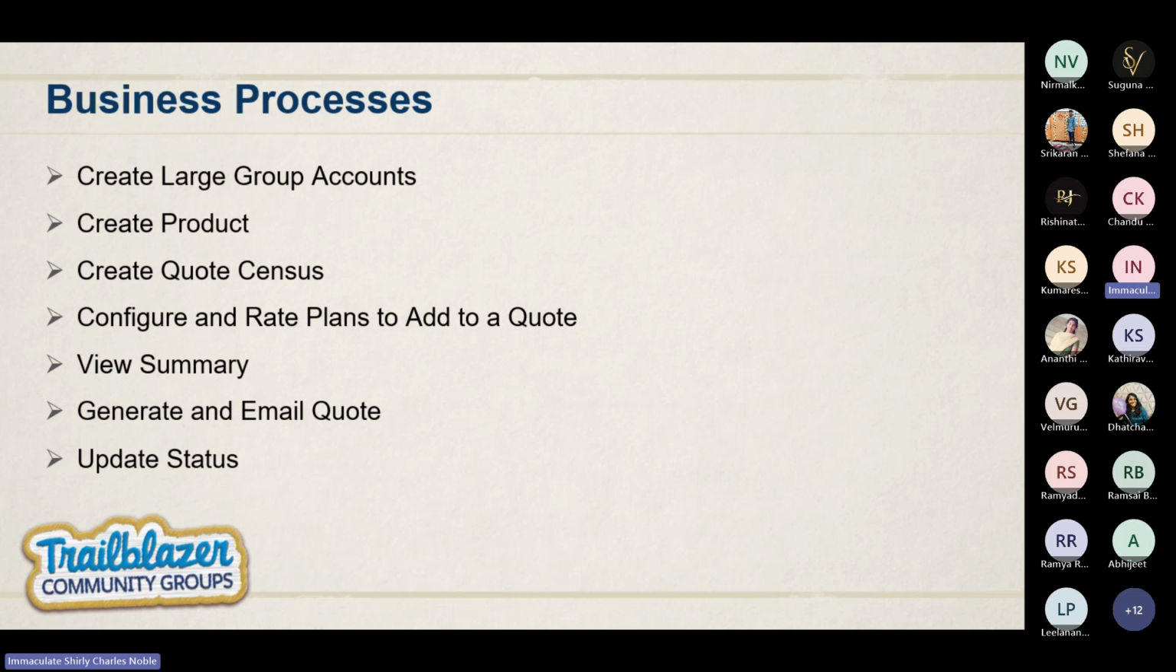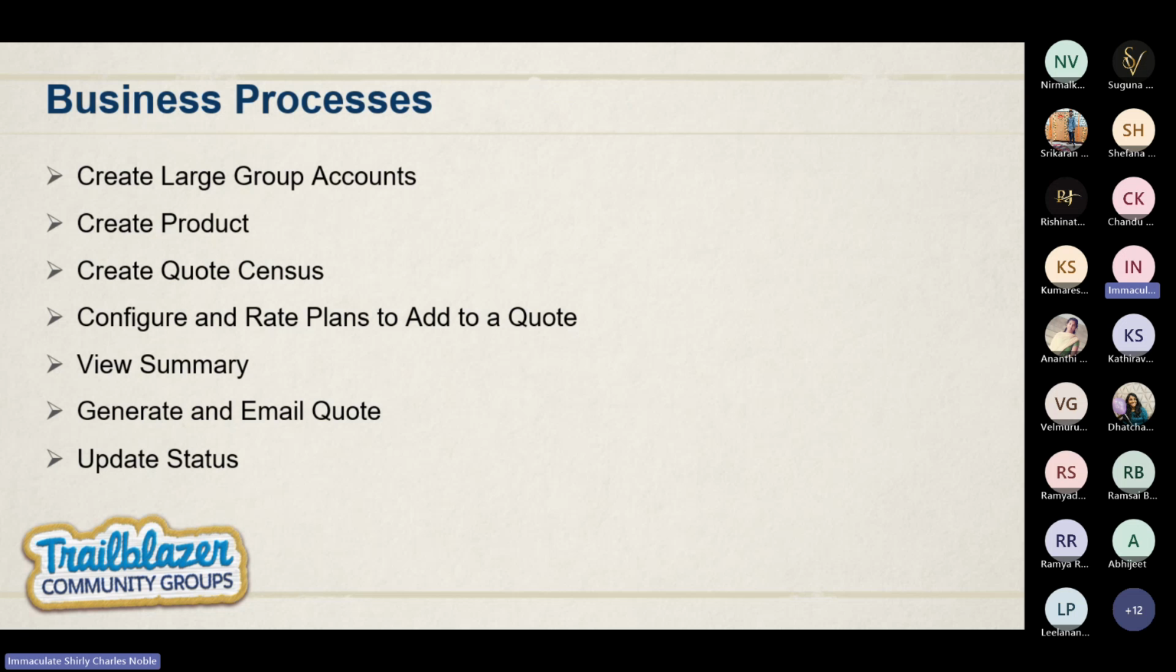Next one is the business process. We'll see in detail in the demo session. First, create large group accounts. Why do we need to create a large group account first? In order to generate the quote, we need to create a large group account. First, we need to know the details of the company. We need to get their address. We need to know how many employees are working in that organization. This information comes under the large group account.